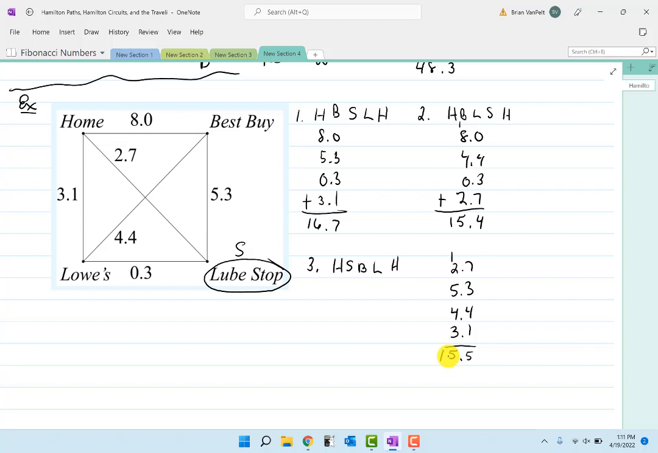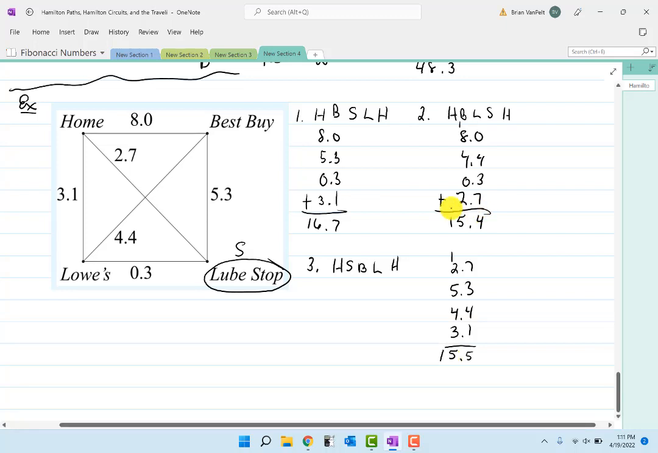This is beautiful. I don't even have to bother doing the other 3 of them because I have 3 different numbers right now. That means they have to be 3 completely different circuits. So which is my best one? This guy right here. That is my optimal solution.